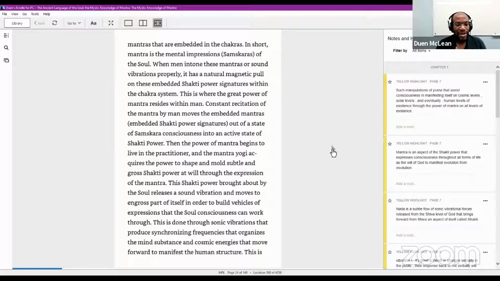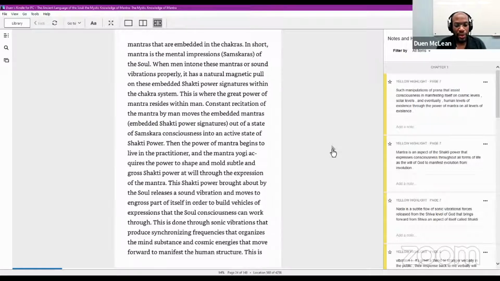Then the power of mantra begins to live within the practitioner, and the mantra yogi acquires the power to shape and mold subtle and gross Shakti power at will through the expression of the mantra. This Shakti power brought about by the soul releases a sound vibration and moves to engross part of itself in order to build vehicles of expression that the soul consciousness can work through.